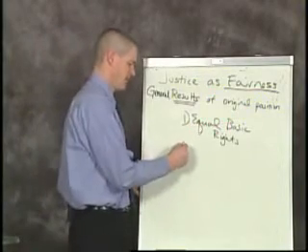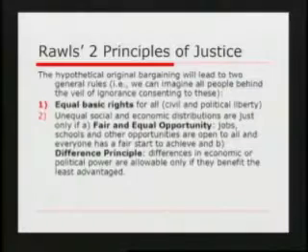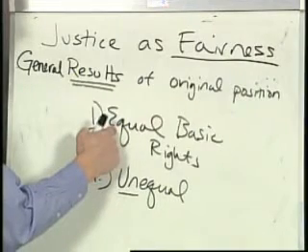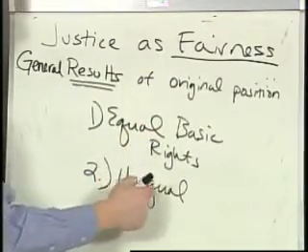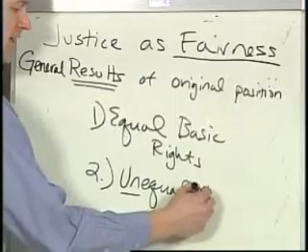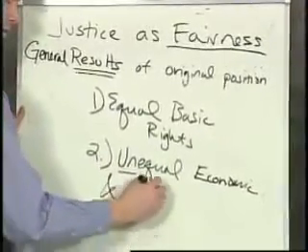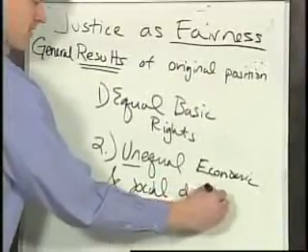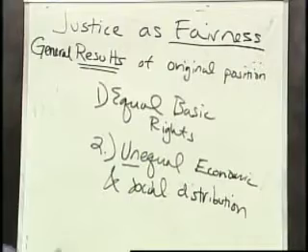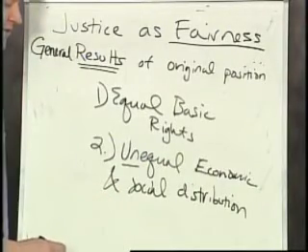The second principle, which is a little more complicated, a little more difficult, is meant to allow some social and economic distribution, some unequal distribution. So we start off, the first principle was about equal basic rights, and the second principle says that there can be some unequal economic and social distribution. But it has to pass two principles in order for it to be allowed under Rawls's theory.